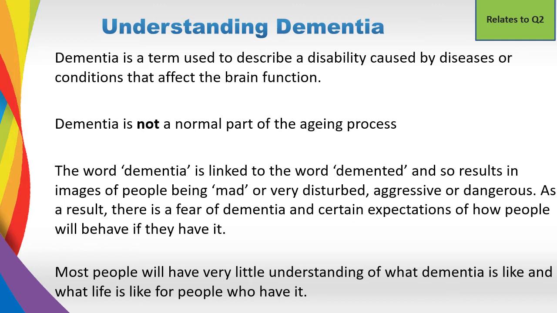The word dementia is linked to the word demented, so it does result in people having images in their mind of people being mad or disturbed or very aggressive or dangerous. So because of this, there can be a bit of a fear around the word dementia, because there can be certain expectations of how people will behave if they have it, because people have these preconceptions from the word demented. Most people have very little understanding of what dementia is and what life is like for those people who have it.